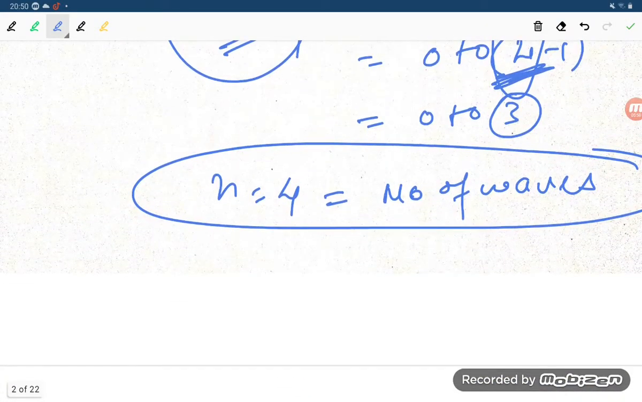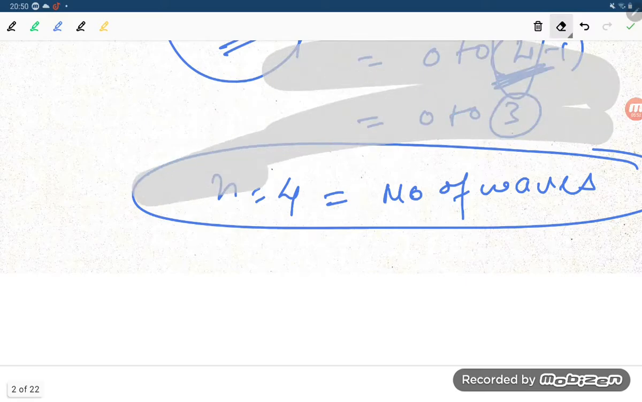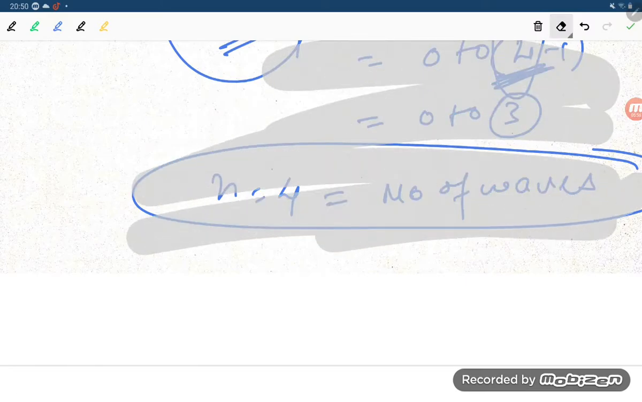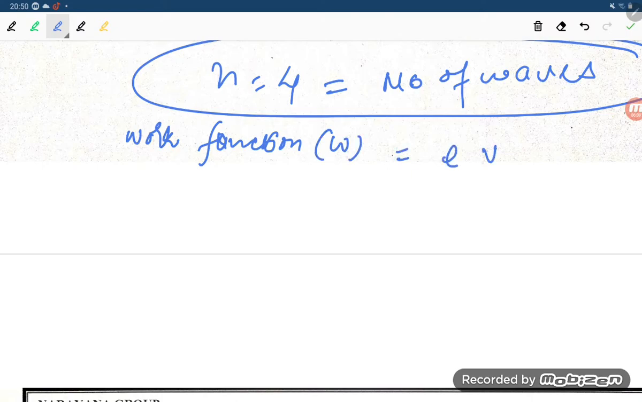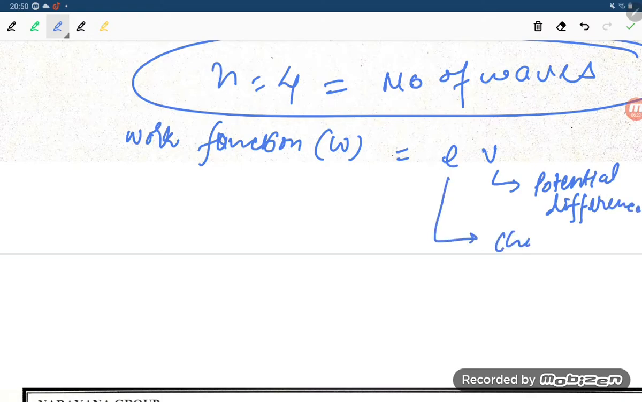So how can you explain this problem, student? This problem we have already given in the notes. So what is the problem, student? That is work function. I told you, student, work function. If you want to calculate work function W, so W is equal to what? W is equal to eV, where V is the potential difference and e is the charge of the electron.